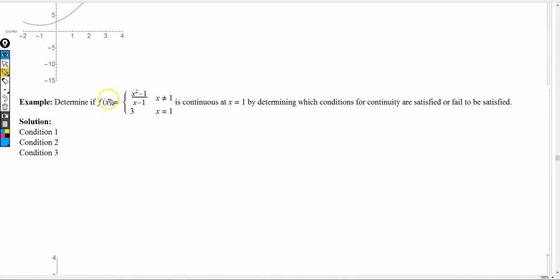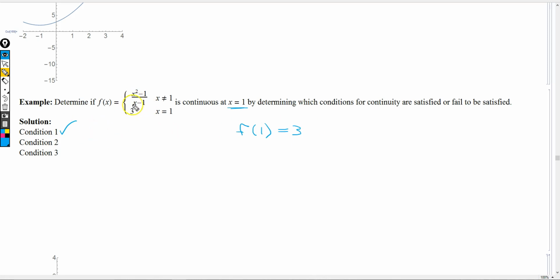Now this is a piecewise defined function, and we want to see if it's continuous at x equaling 1. Alright, so we have to look at our conditions. Let's look at f of 1. When x equals 1, I'm supposed to say f of x equals 3. It's a piecewise defined function, and so this is 3. I just follow the definition. That is defined. It exists, so condition 1 is satisfied.